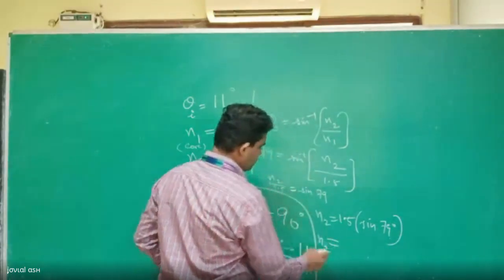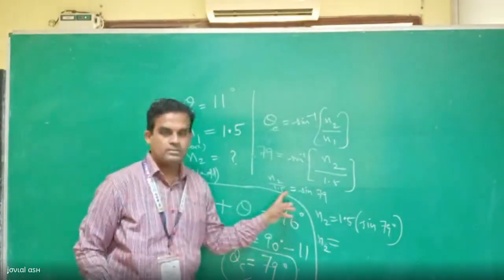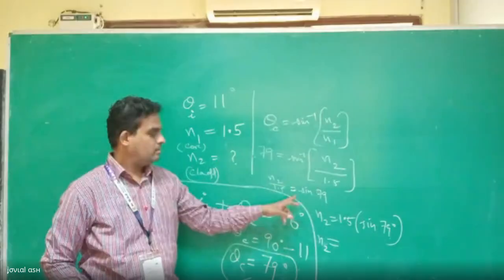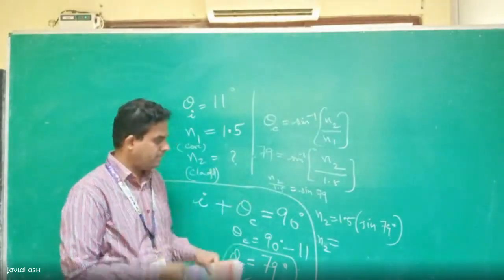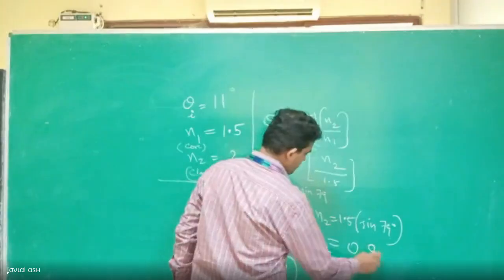You should get N2 less than 1.5. That is your hint: N2 should be less than 1.5. You are getting it as 0.9.